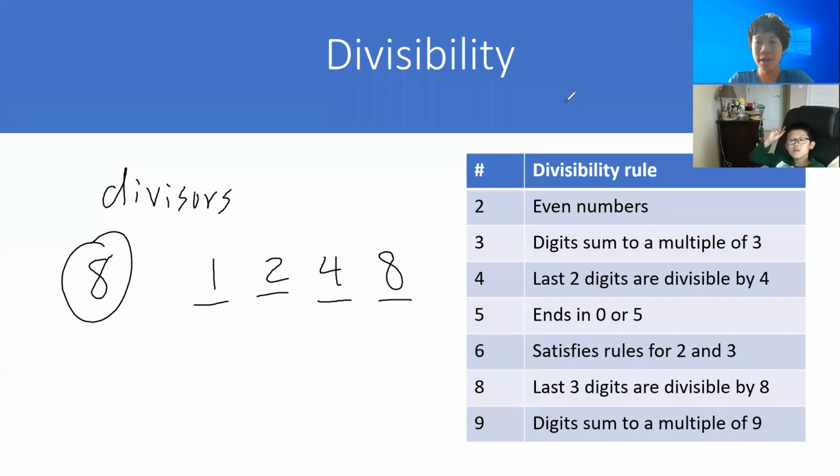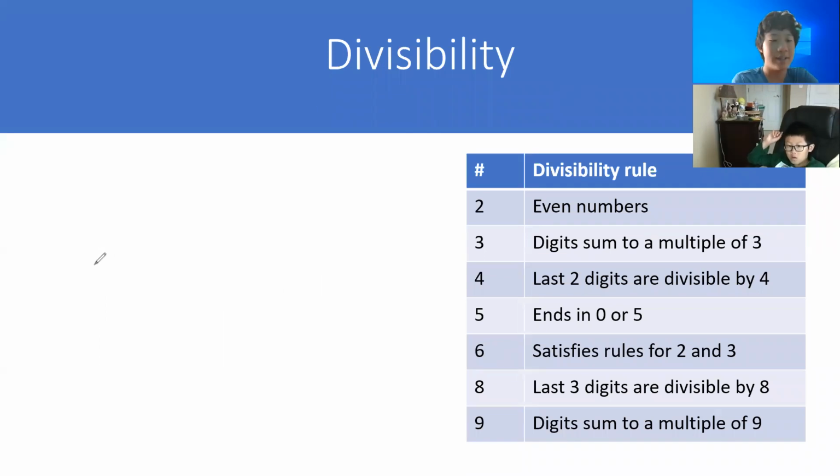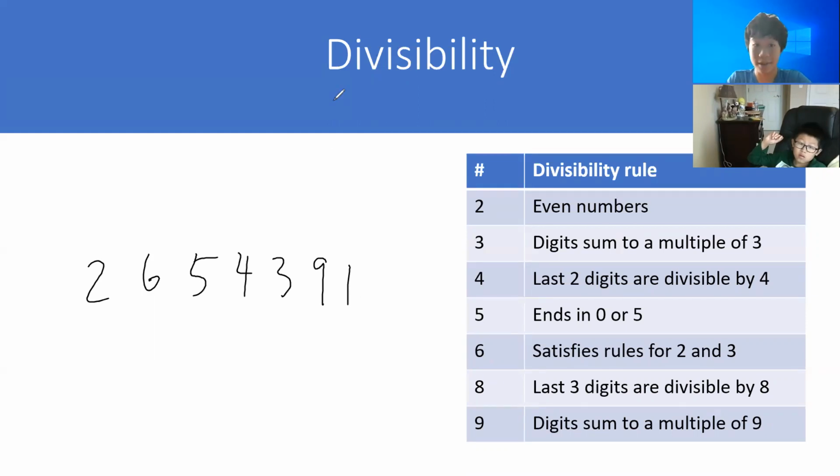Sometimes we're going to have really big numbers, like let's say we have this number. How do we know what this number is divisible by? We could always divide and see if it turns out to be an integer, but that takes quite a bit of time. So we have divisibility rules, and here's a table of all the useful ones. For 2, obviously, if the number is even, then it's divisible by 2. That means the last digit is a 2, 4, 6, 8, or 0, okay?